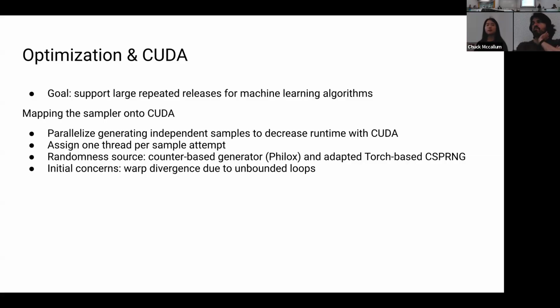And I'll talk about some other approaches that I was looking into for this part of the design later on. And in terms of the randomness source as well, first we were experimentally using a counter-based generator that was native to CUDA itself, and it can generate independent entropy for all of the individual threads. And then we were looking into adapting a cryptographically secure version of that generator from Torch.